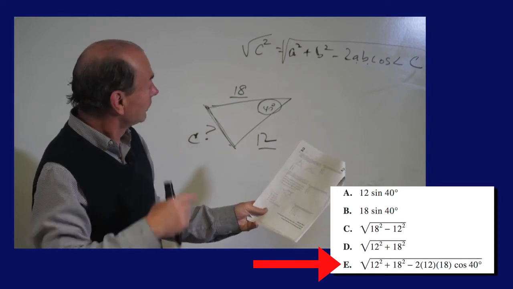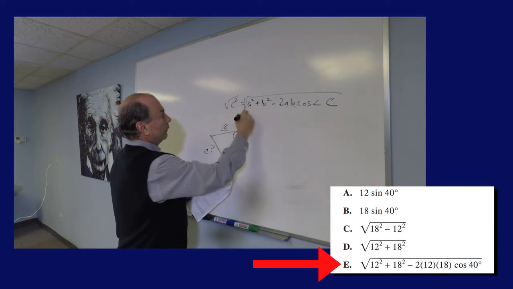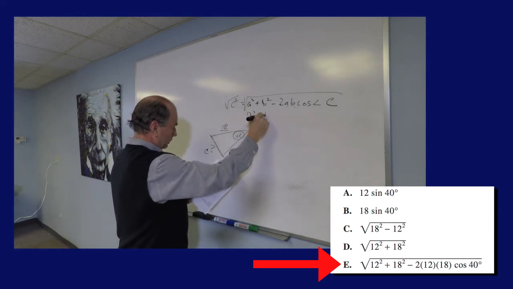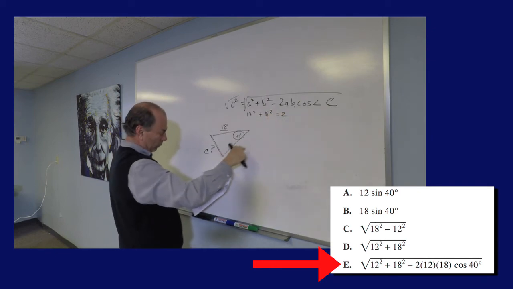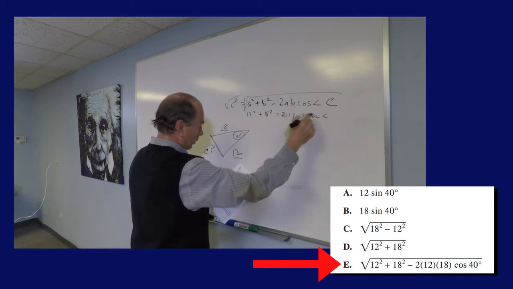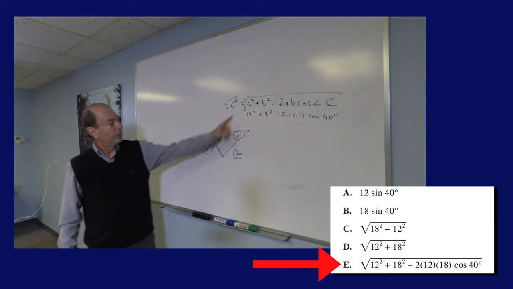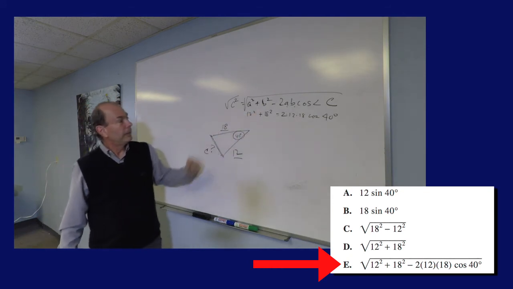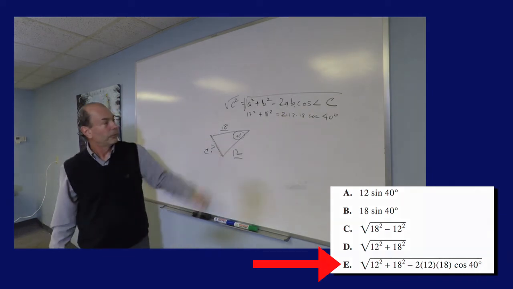which is E, and that is the answer, okay? The answer is E, which is the square root of 12 squared plus 18 squared minus 2 times a, which is 12, times the 18, and then the cosine of angle 40 degrees, okay? Your a is 12, your b is 18. There they are again, and then the cosine of 40, and that's your answer.